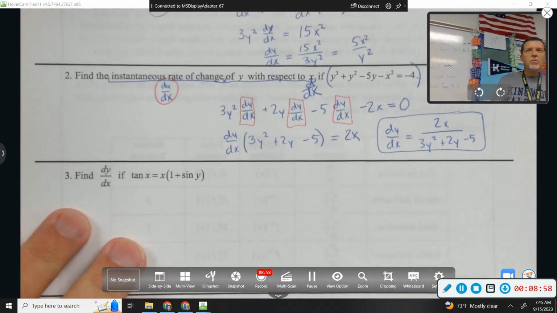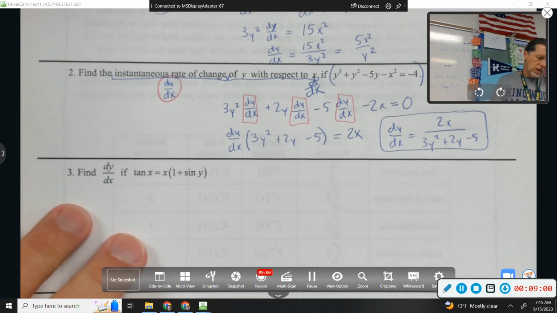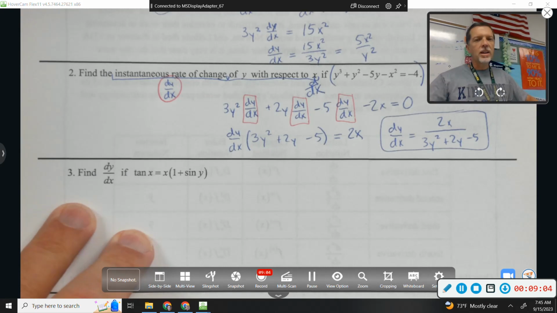Again, same rules as always, but if y shows up, when you take its derivative, dy dx will get tagged onto the end as part of the chain rule.